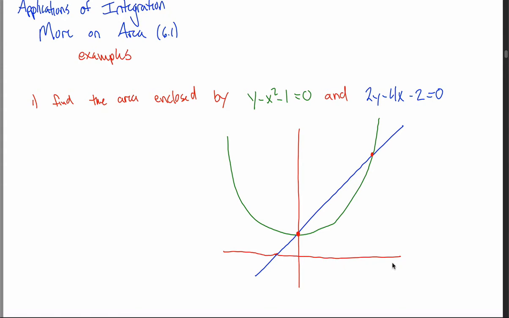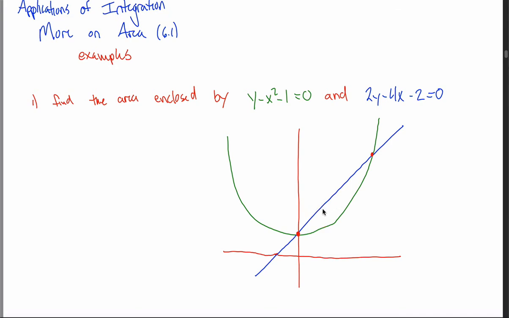If we decide to integrate with respect to x, then a general approximating rectangle would look something like this. And note that it spans from the blue curve down here to the green curve. And that's true of anywhere in between these two endpoints. If I draw a vertical rectangle, it'll span from the blue curve to the green curve. So what that's saying is one option that I have for figuring out this area is to integrate with respect to x and do the blue minus the green.